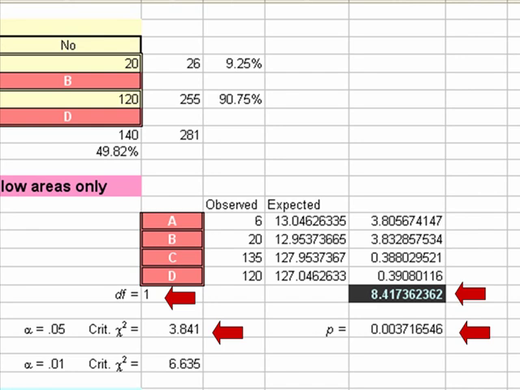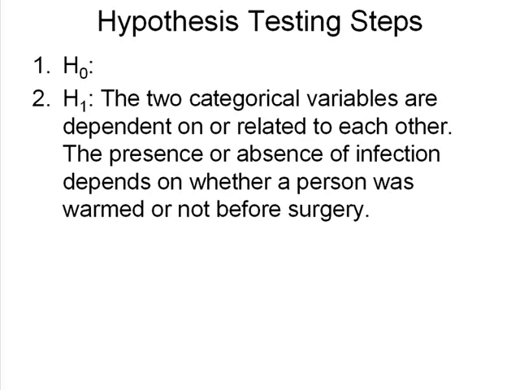Let's do our 7 hypothesis testing steps. I always start with step 2 because I'm your weird Uncle Frank. So step number 2 is the alternative hypothesis, what it is that we're trying to show. We're trying to show that the 2 categorical variables are dependent, or related to each other. That is, the presence or absence of infection depends on whether a person was warmed or not before surgery.